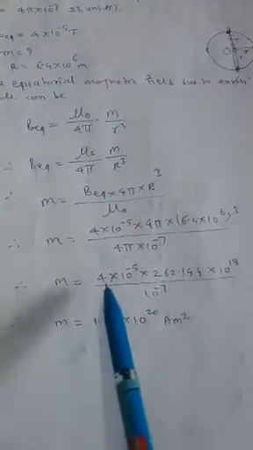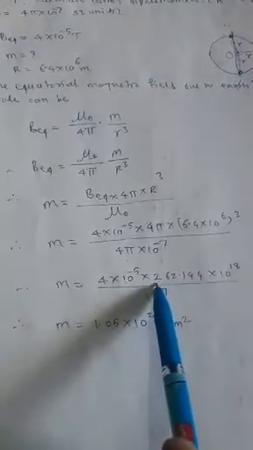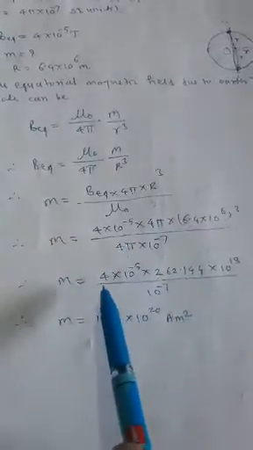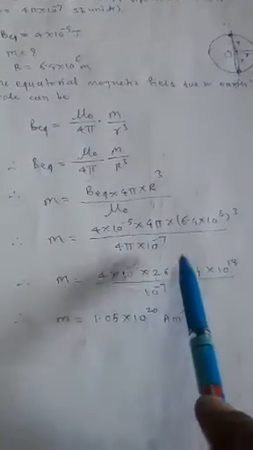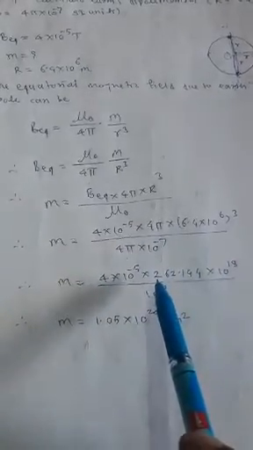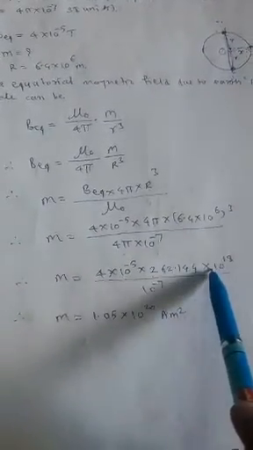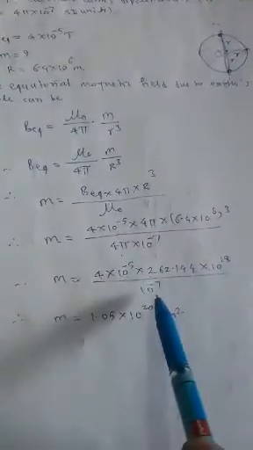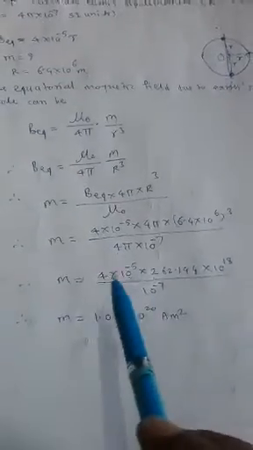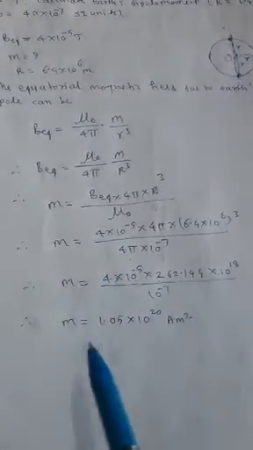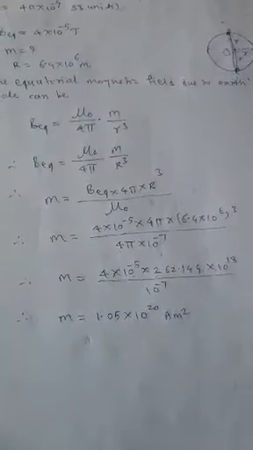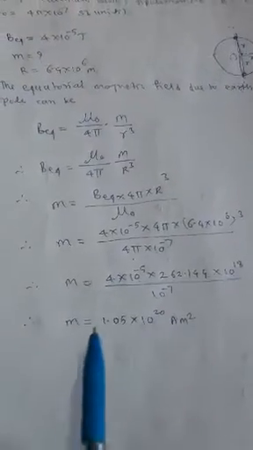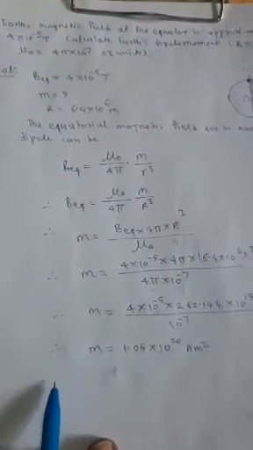Therefore M is equal to 4 into 10 to the power minus 5 into, this 4 pi will get cancelled, 4 into 10 to the power minus 5 into the cube of 6.4, which is 262.144, into 10 to the power 6 cubed, meaning 10 to the power 18, divided by 10 to the power minus 7. After simplification, we get the value of M equal to 1.05 into 10 to the power 20 ampere meter square. This is the value of the dipole moment of the Earth.